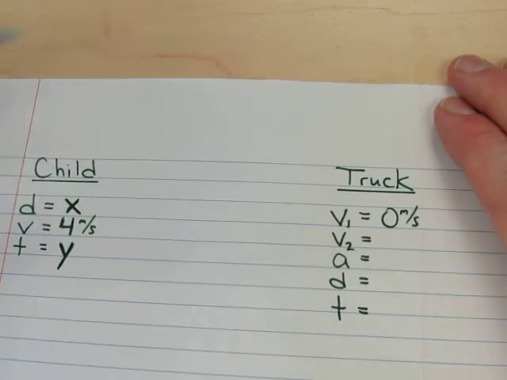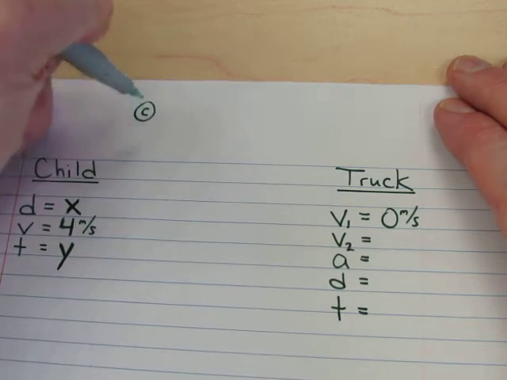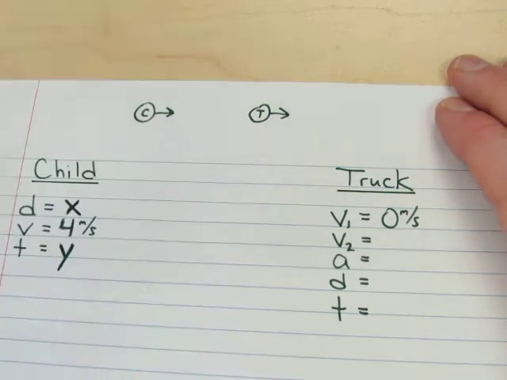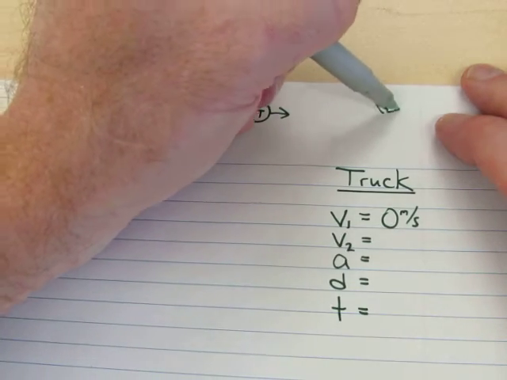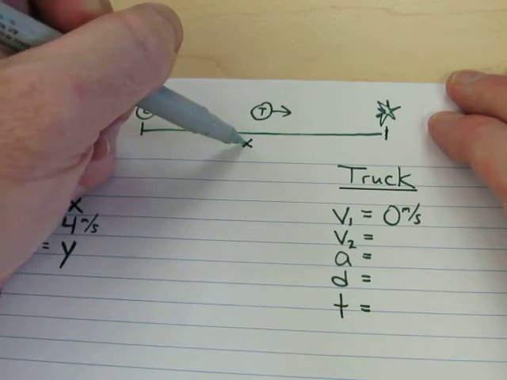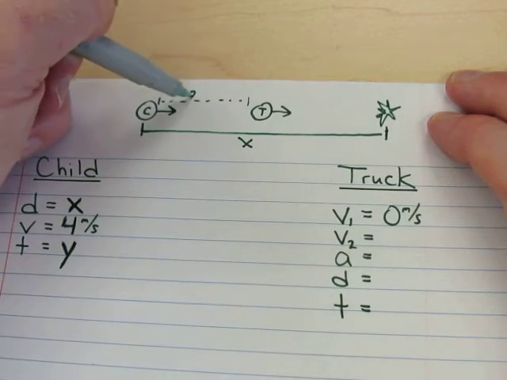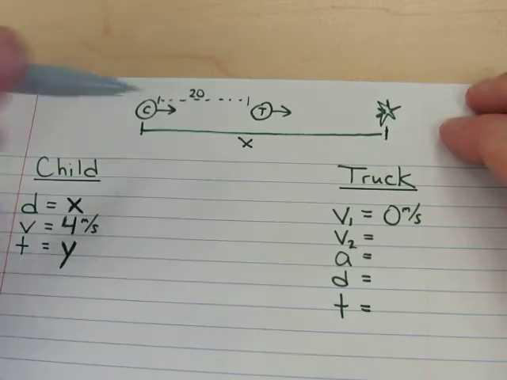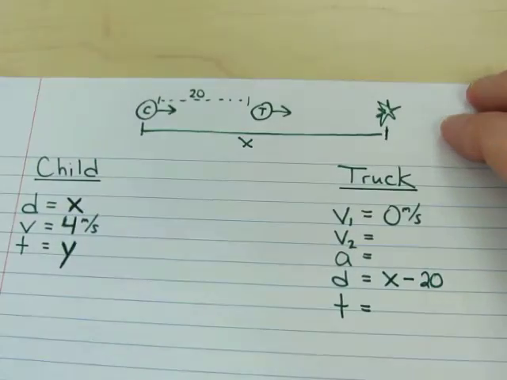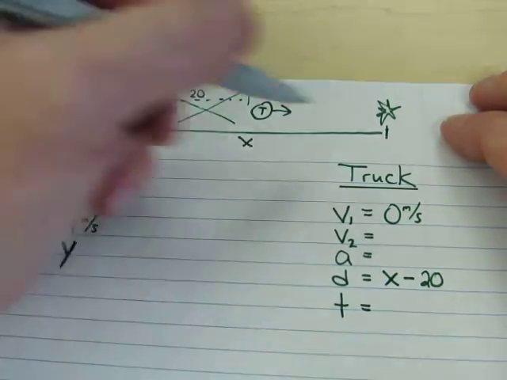If the child has to run distance X to catch the truck, pretend this is the child, and this is the truck in the beginning. She starts running after the truck starts moving, and at some point down the way, they catch up. So if she runs distance X, the truck doesn't have to cover that 20 meter head start. So the distance for the truck is going to be X minus 20. Her full distance, but subtract off 20 meters of it, and that's what the truck moves.